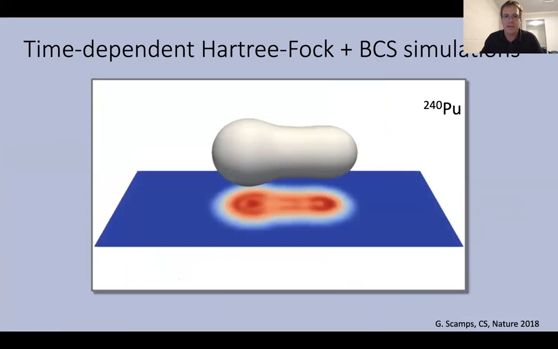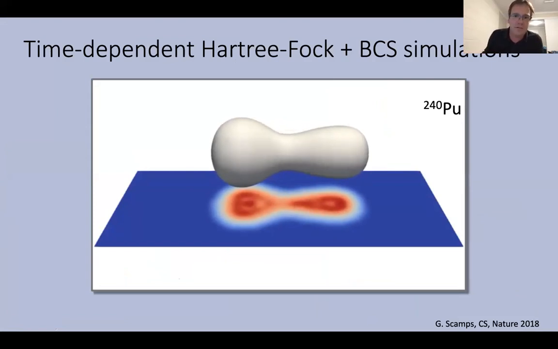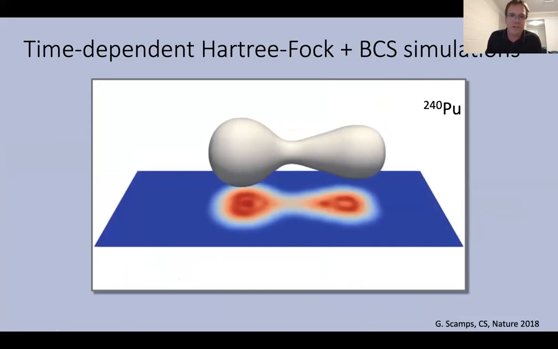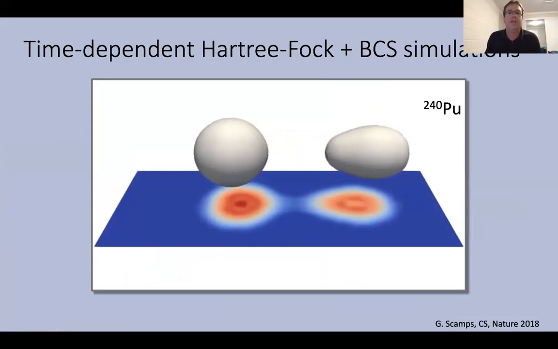So without any additional boost, we just have a time evolution. And what you see here is the evolution of the density of the plutonium-240 forming two fragments, which after scission you see have very different shapes.